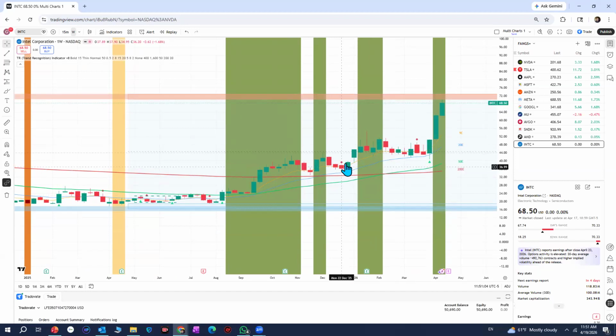For example, even if it gives a red diamond here, but it's not in a strong downward trend, chances are it will find support and move out. This is exactly what it did. Now, when should we get out?